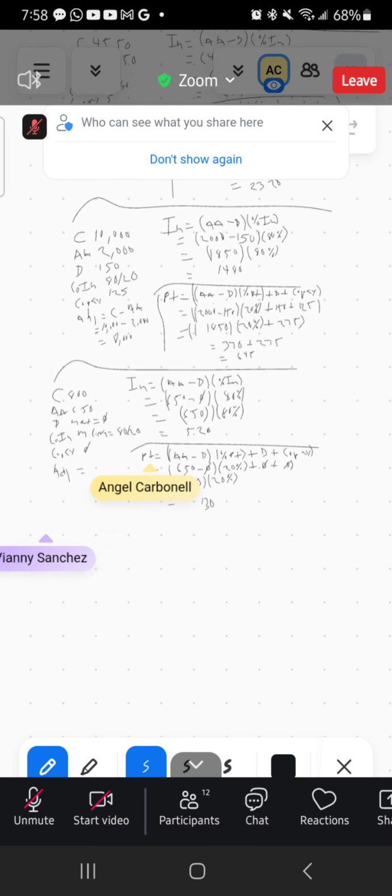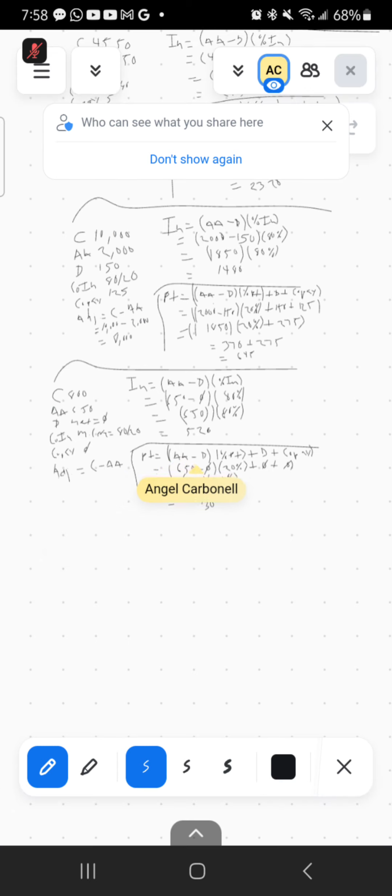And then we go here, our adjustment is gonna be charges minus allowed amount. Charges are gonna be 800 minus 650. Right. That should be 150.